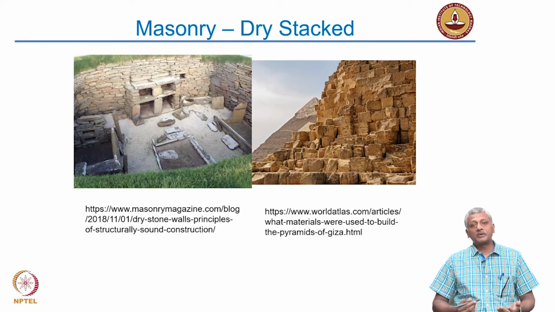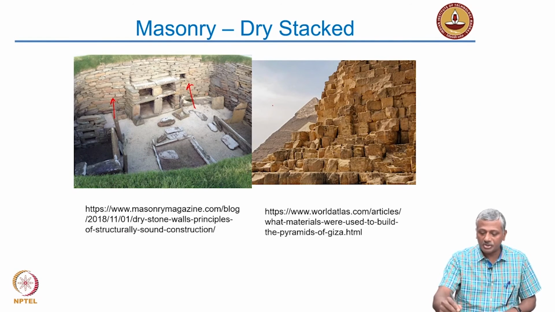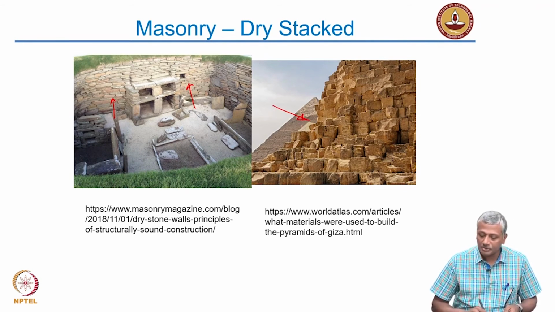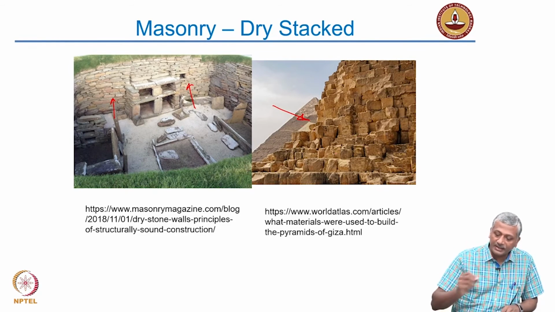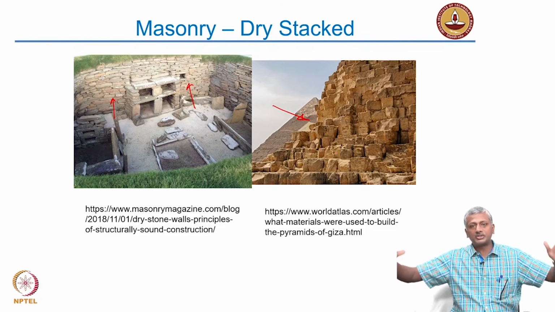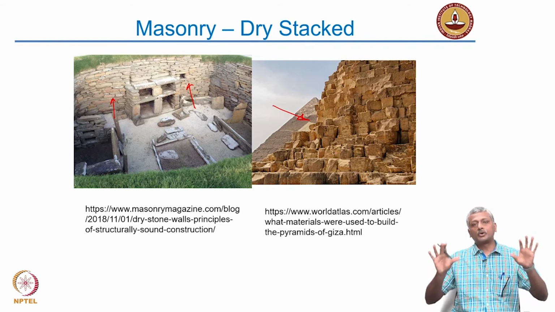In the past, when people did not think about using binding agents between the blocks, they dry stacked the masonry. Essentially, large blocks of stone were dry stacked on top of each other, like what you have in the pyramids. This is a pyramid, the Great Pyramids of Egypt. Pyramids at Giza basically are dry stacked masonry. These were large blocks of stone that were kept on top of each other, and the shape basically ensured that there was stability and the rocks would not fall.